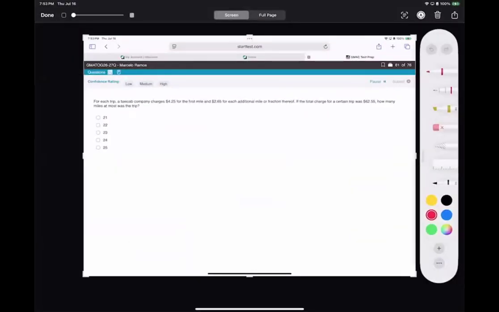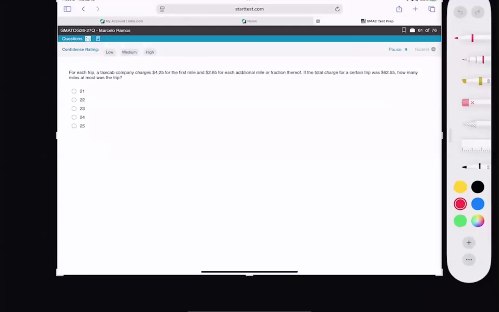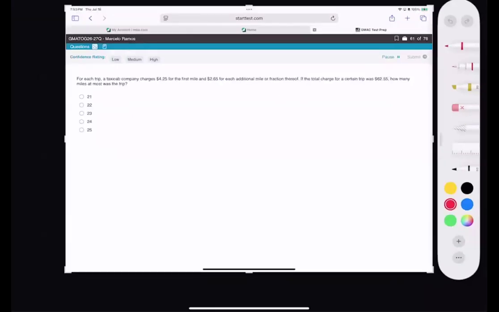Look, this is classic. For each trip, a taxi cab company charged $4.25 for the first mile. So it's 4.25 times 1. It's just one time.